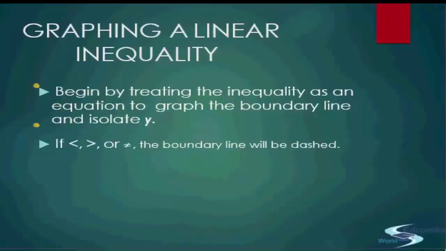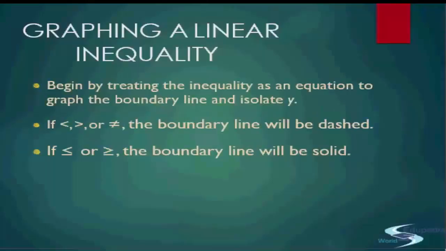Now I think we all remember that in the previous lecture, where we talked about inequalities of one variable, we talked about how the circle on the number line is going to be a solid one or an open one based upon the type of inequality that we have. So if we have inequalities like less than, or greater than, or not equal to, then it will be a dashed line over here in the two variables.